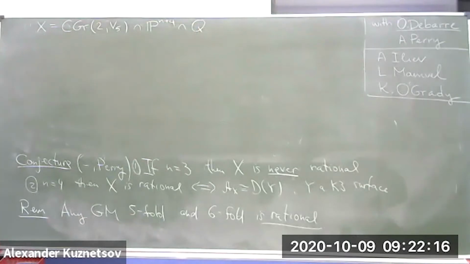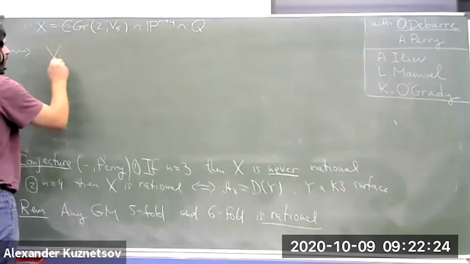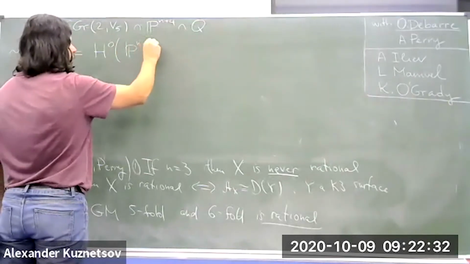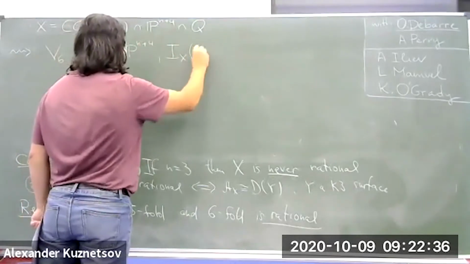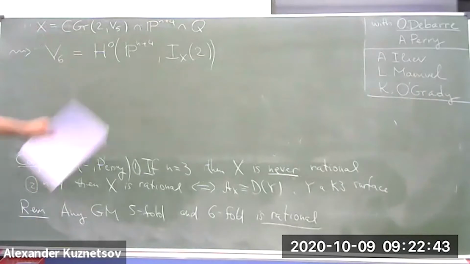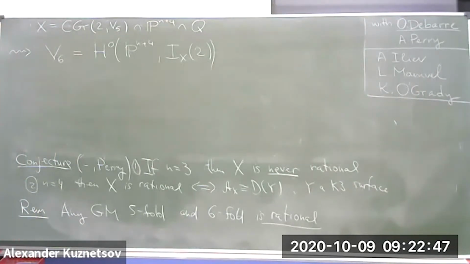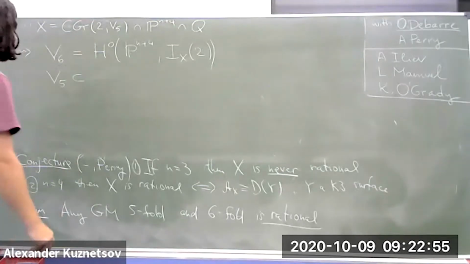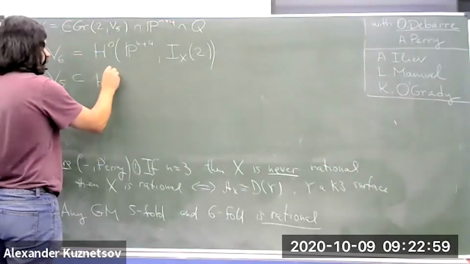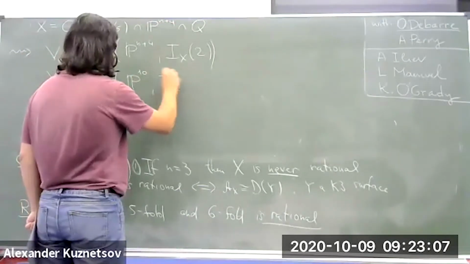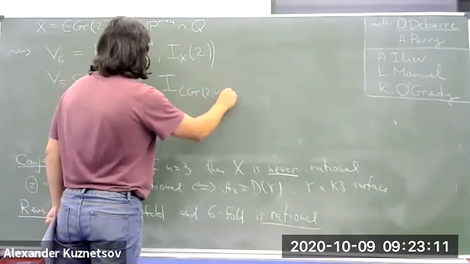To describe the moduli space of these varieties, one can associate with such a variety the following data. So first of all, let us consider the space V6, which is just the cohomology on this projective space of the ideal of X twisted by 2. So in other words, this is just the space of quadrics passing through X in the ambient projective space. It is a simple computation to check that this is a six-dimensional vector space. And also, it's easy to see that it contains a natural hyperplane, which is identified with this vector space V5, which is just the ideal of the cone of the Gauss minimum.